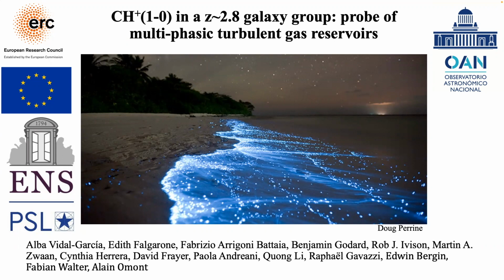And as my talk is on the probes of turbulent dissipation, I start by showing this beautiful picture of photoluminescent plankton on the breaking waves of a tropical sea. This is because plankton shines when trapped in a strong velocity shear, and as such is a tracer of energy dissipation in turbulence. To do a comparison, CH+ will be like the plankton of the circumgalactic medium.